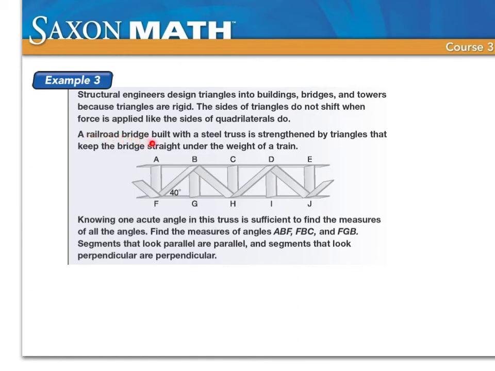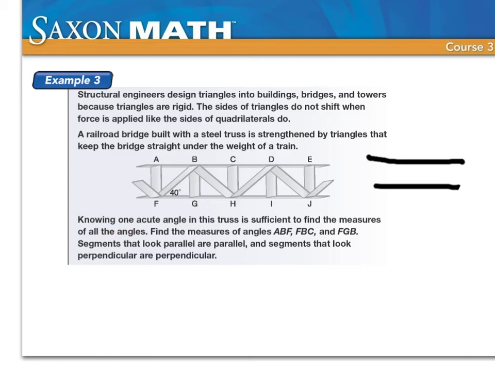It says a railroad bridge built with a steel truss is strengthened by triangles that keep the bridge straight under the weight of a train. So a steel truss is this thing right here, and they put triangles underneath it to strengthen it. If we didn't have all these triangles and it was just straight lines, and we put force on this and pushed down on it, it would bend very easily. So we put triangles on the inside to strengthen it up. Anybody who's going to be an engineer, this is a good thing to know, and you're going to have to know a lot of this stuff.